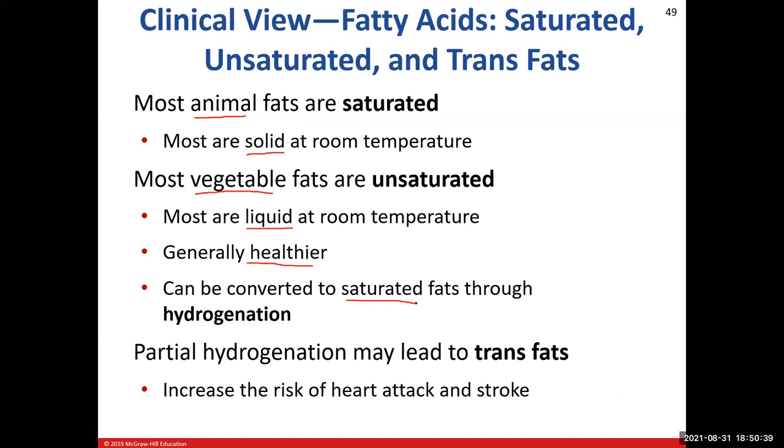And unfortunately, if we don't complete the hydrogenation process, when we stop in the middle, in which we get a partial hydrogenation, that's when we get these bad boys. Trans fats. They taste good, but they are bad for you.